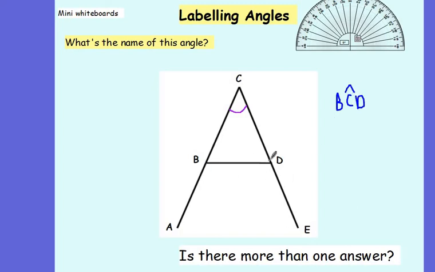We could also call it DCB. I would also have accepted ACE, starting at A, moving through C, ending up at E, or in fact ECA. So there were lots of possible answers you could have come up with for that one.